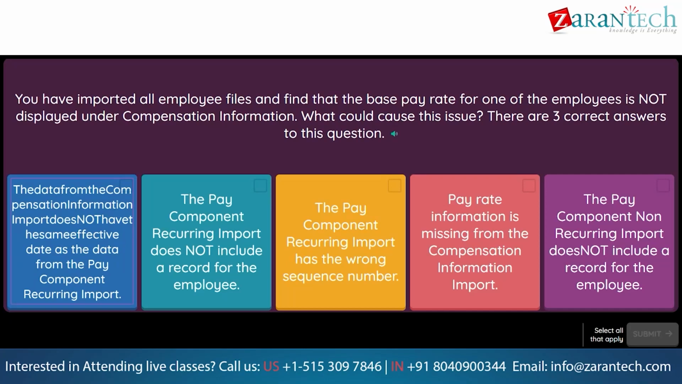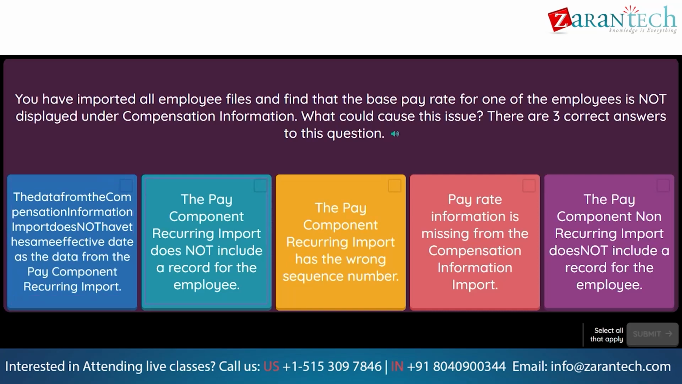Option 1: the compensation information import does not have the same effective date as the data from the pay component recurring import. Option 2: the pay component recurring import does not include a record for the employee. Option 3: the pay component recurring import has the wrong sequence number. Option 4: pay rate information is missing from the compensation information import. Option 5: the pay component non-recurring import does not include a record for the employee.